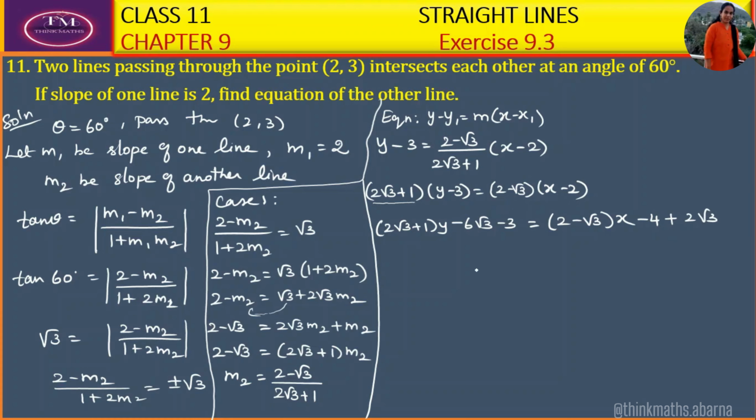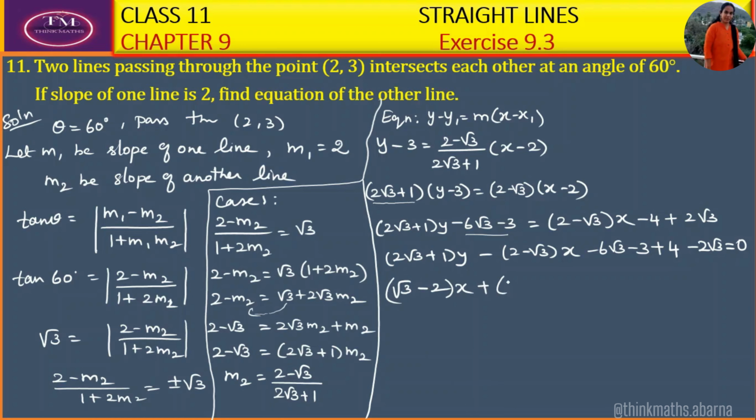Okay. Now bringing the x term here, it is 2 root 3 plus 1 into y minus 2 minus root 3 into x. What are the constants? Minus 6 root 3 minus 3. This minus 4 when I bring here, it will become plus 4, plus 2 root 3 will become minus 2 root 3, equal to 0. Now, to make this plus, we can take this negative inside. So, minus root 3 will become plus root 3, plus 2 will become minus 2. So, root 3 minus 2 x.